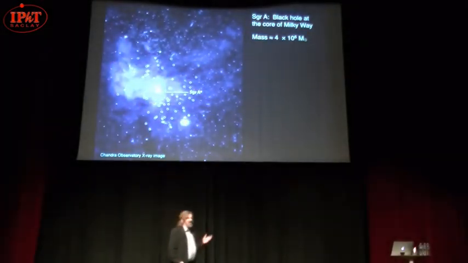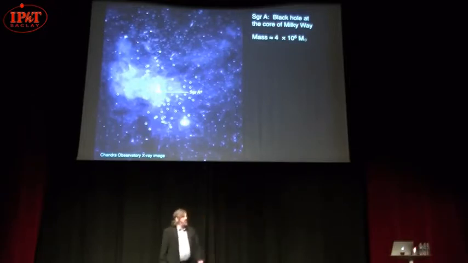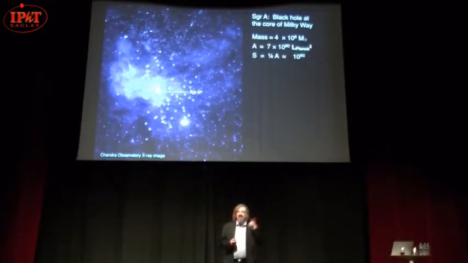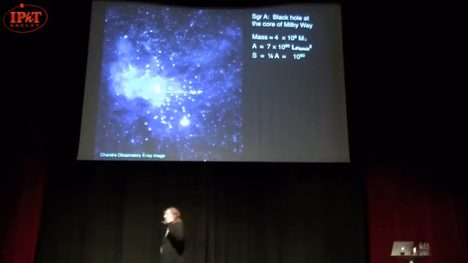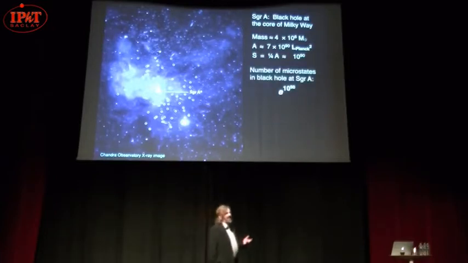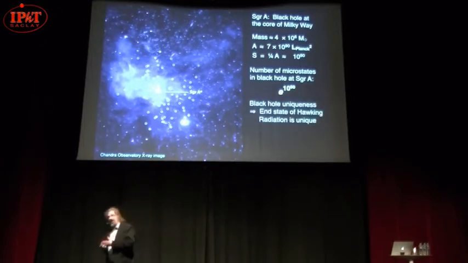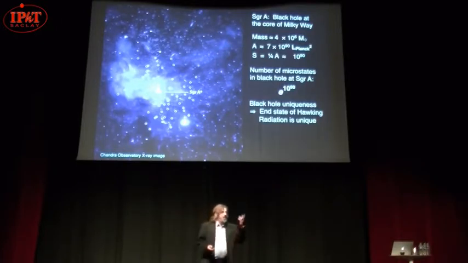If you want to know how bad it really is, take our local neighborhood big black hole. As the previous speaker mentioned, it's about 4 million solar masses, in the middle of Sagittarius A. Its area in Planck units is about 7 times 10^90 Planck squared. A quarter of the area is 10^90, but that's the entropy. The number of states inside it has to be e^(10^90), but if and when it Hawking evaporates in 10^70 odd years, black hole uniqueness says the end state is unique.